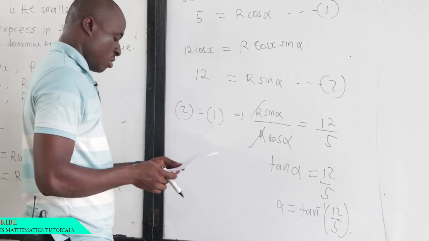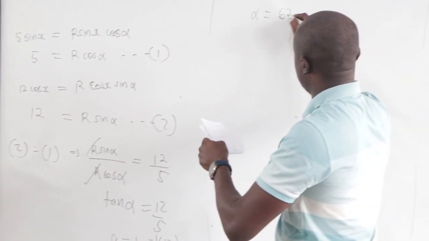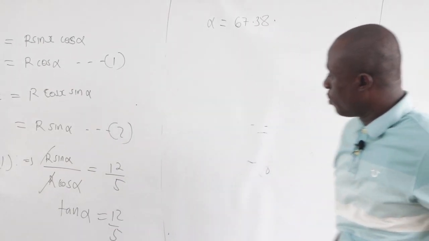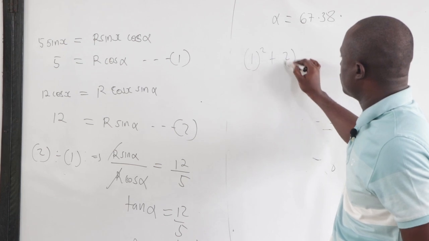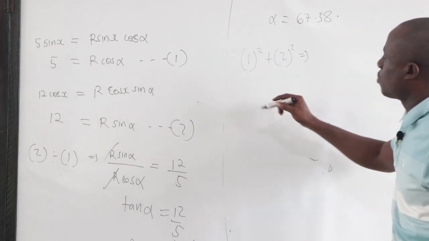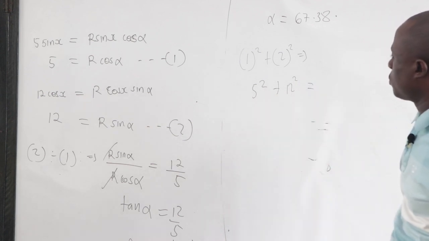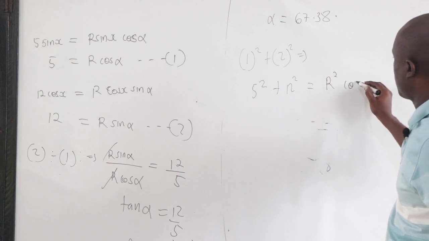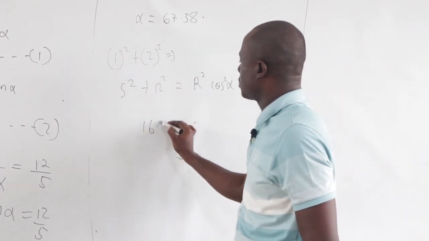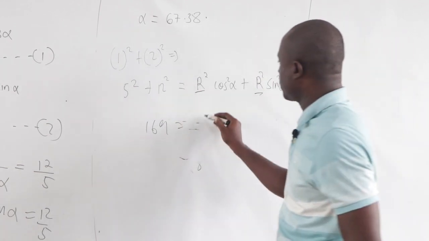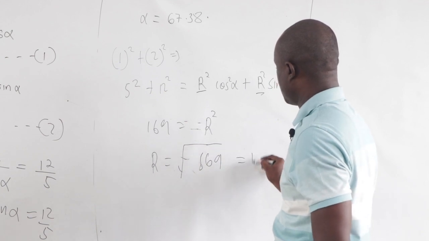Now, what is tan inverse of 12 over 5? Our alpha is equal to 67.38. We want to find r. So how can we find r? Square 1, square 2, and then we add. So that is 1 square plus 2 square. Now, 1 square, we have 5 square plus 12 square equal to r square cos square alpha plus r square sine square alpha. Now this will be 169. Always r square is common, so we have to factorize the r square out. So we have r equal to square root of 169. And this is just 13.